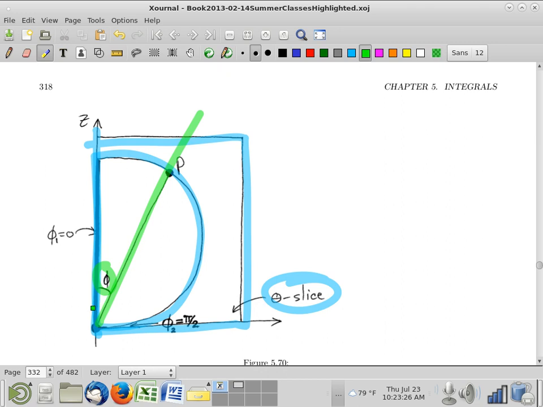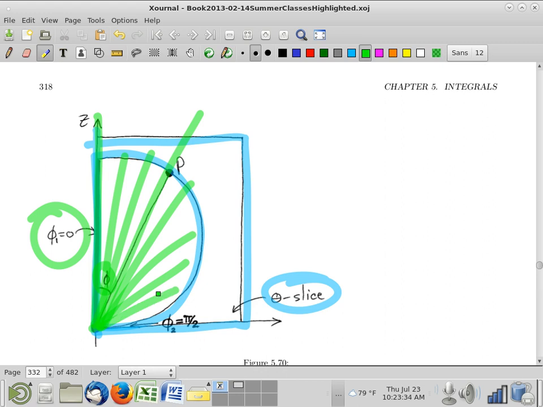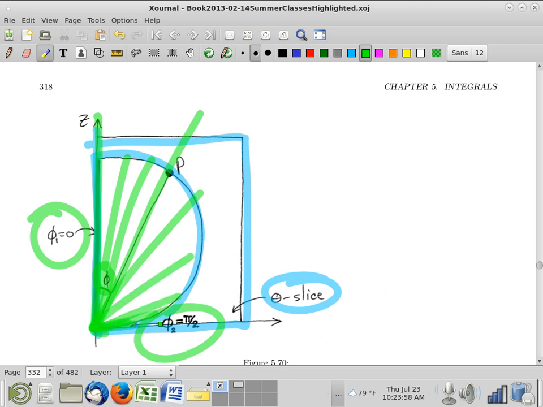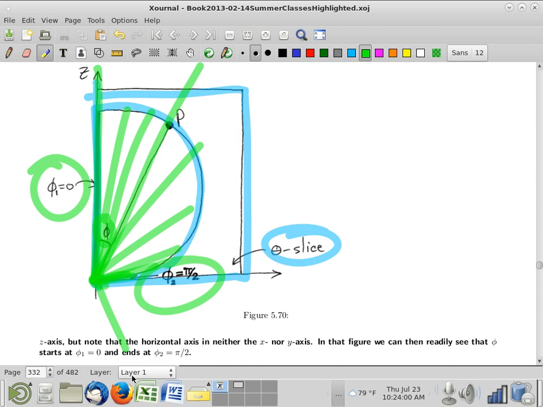Okay. So here's where we start. We start with phi equals 0. These are what these phi slices look like. They get shorter and shorter and end at pi over 2. Again, keep in mind, critical point, they emanate from the origin. They don't emanate from the center of what you might happen to be looking at. Very common mistake. Because they're emanating from the origin, that's why it sort of stops at pi over 2.